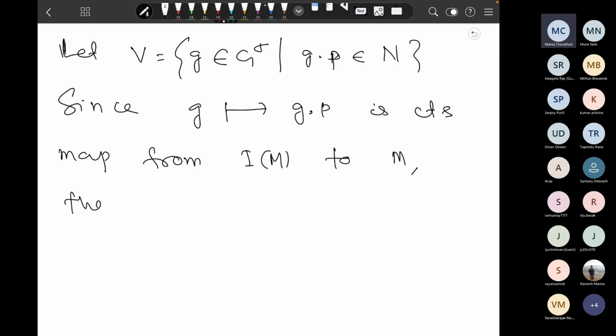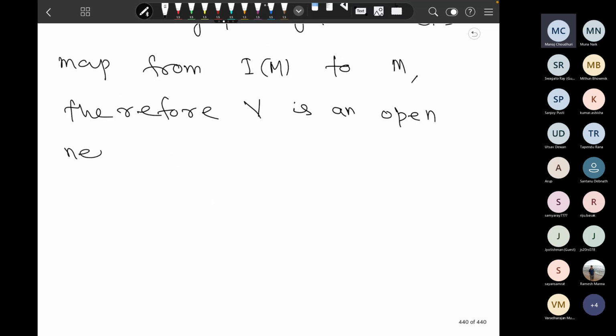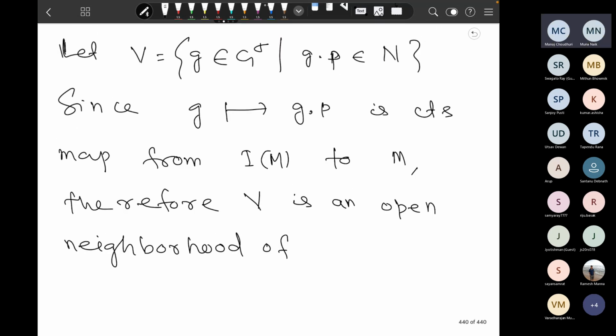Therefore, this B is an open neighborhood of the identity. So E is in G sigma. Here it is clear that E belongs to B, because N is a neighborhood of P. So clearly E belongs to B.